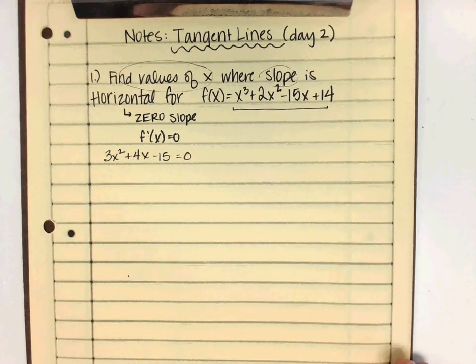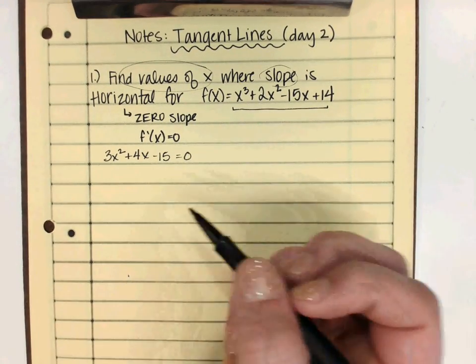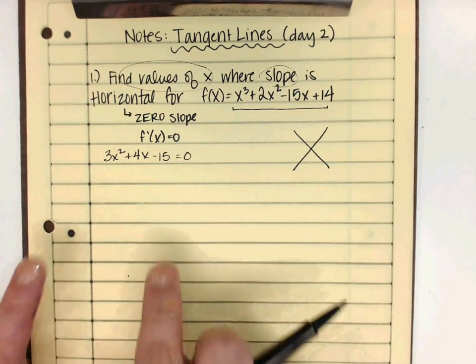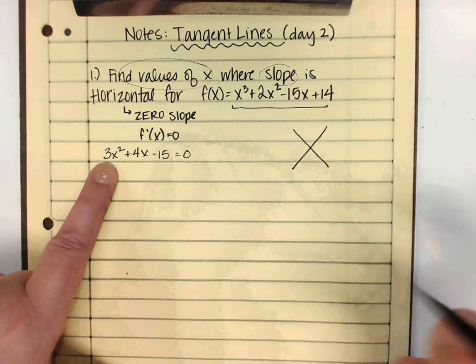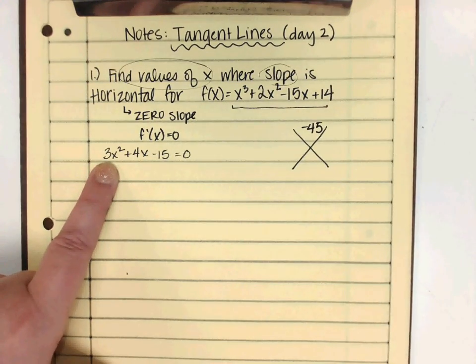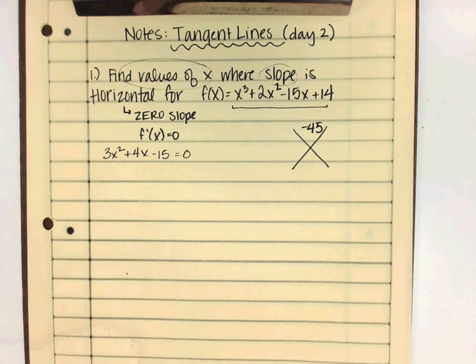Okay, we're setting it equal to 0. We need to factor that. So I'm going to do the little AC chart like McDaniel does. You can do whatever you want. What's 3 times negative 15? Negative 45. And I need things that multiply to 45 and subtract to 4. Any ideas?